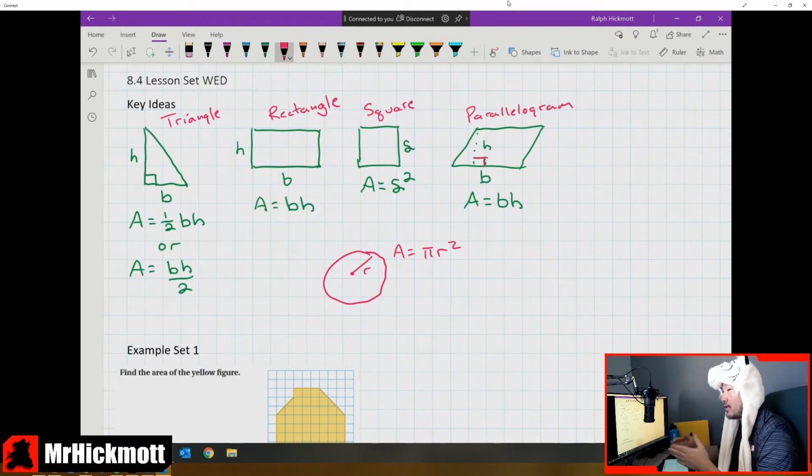Alright, so with that being said, let's move on to example set 1. Double check that you have all this information in your notes.